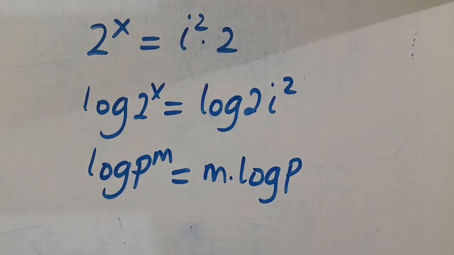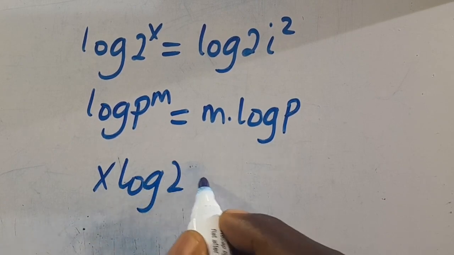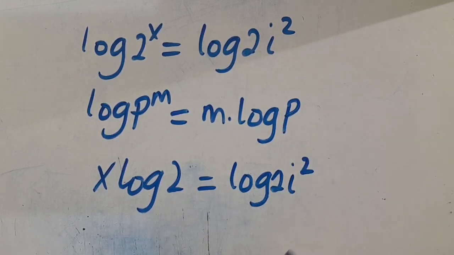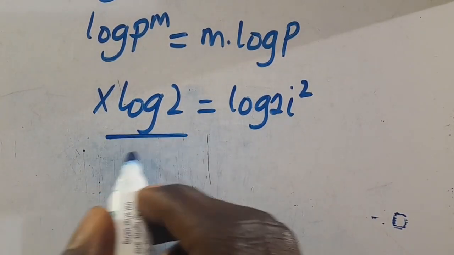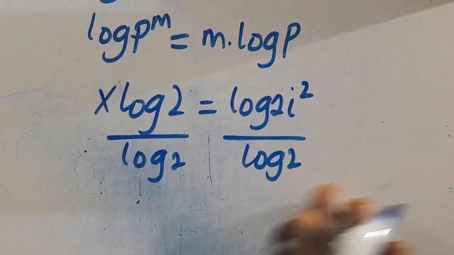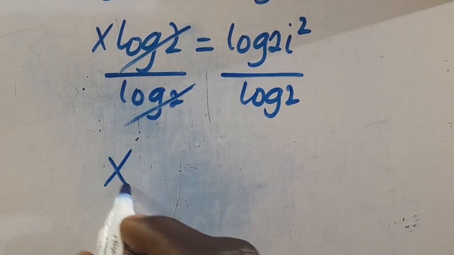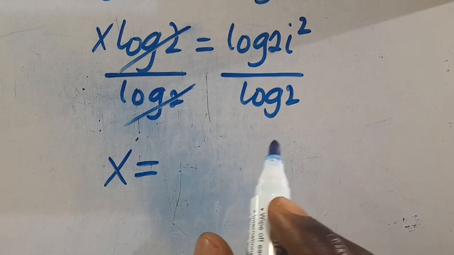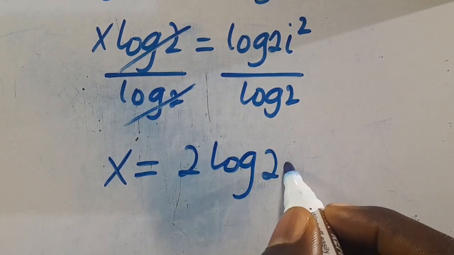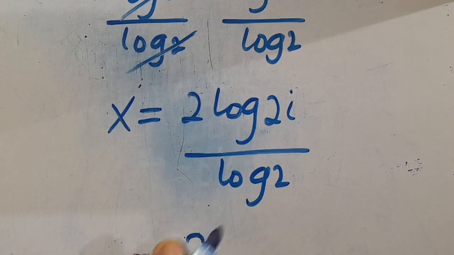p. So from here we have x log 2 equals log 2i to the power of 2, divided by log 2. So from here, this and this will cancel. So we are going to have x equals, you can have this as 2 log 2i, then divided by 2.